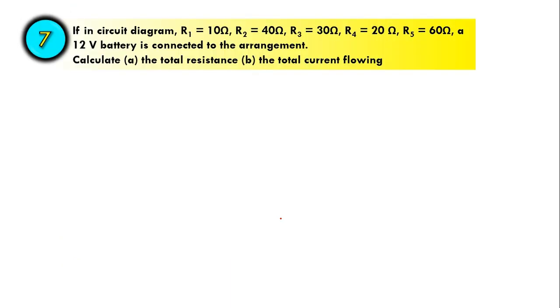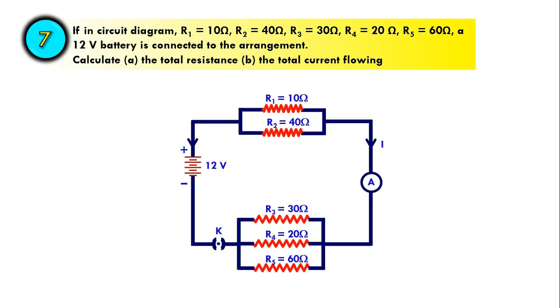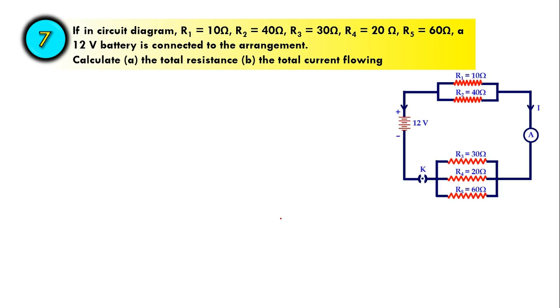In the circuit diagram, R1, R2, R3, R4, and R5 are connected to a battery in the arrangement as shown in the figure. Is that right? Find the total resistance. Very easy. And the total current flowing. Total resistance means first two, R1 and R2, are connected in parallel. So find the sum of these two. It is 1 by R1 plus 1 by R2. And then again find the value of 1 by R3 plus 1 by R4 plus 1 by R5, and then connect these two in series. Okay.